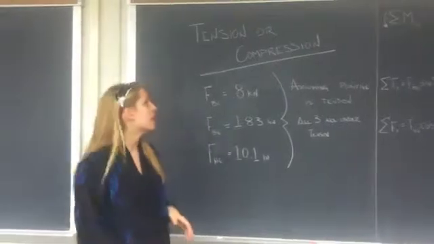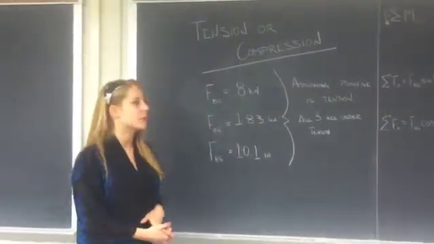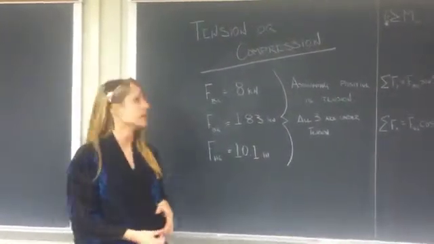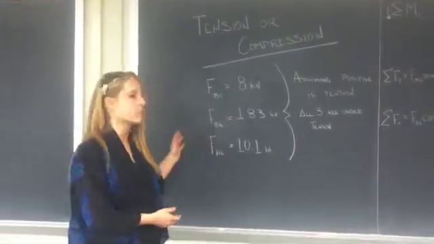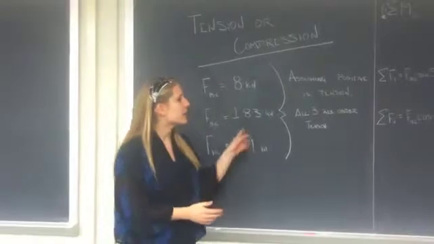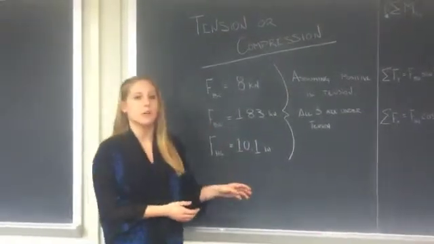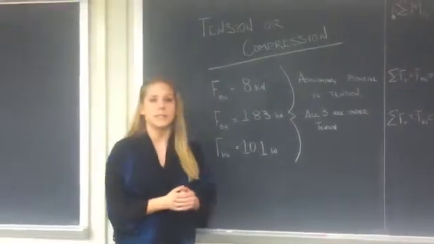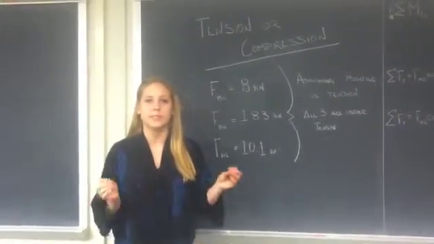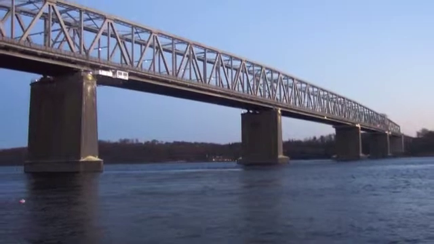The final part of the problem asks whether or not the members are in tension or in compression. And once we solve for the values of each member, we find that because the values are all positive, all 3 members are under tension, and this is because their internal forces act towards the center of the members.